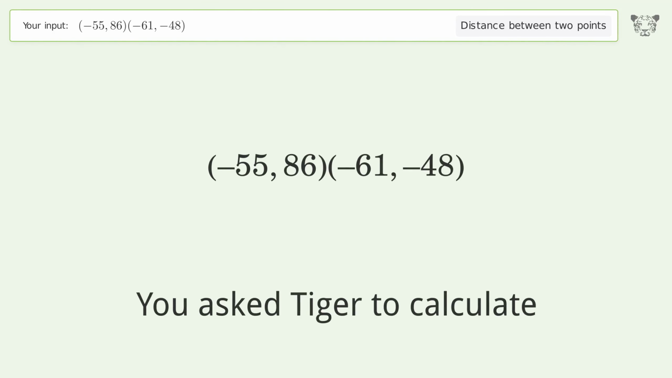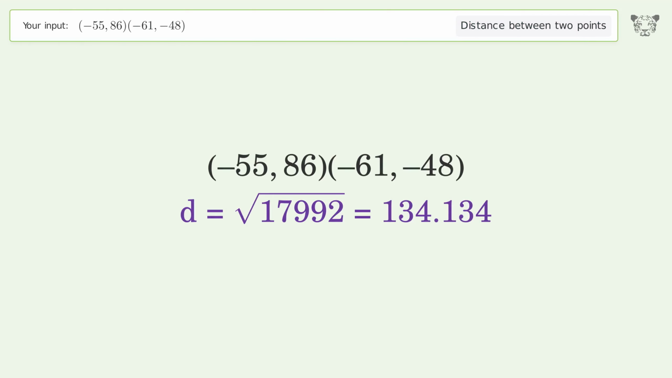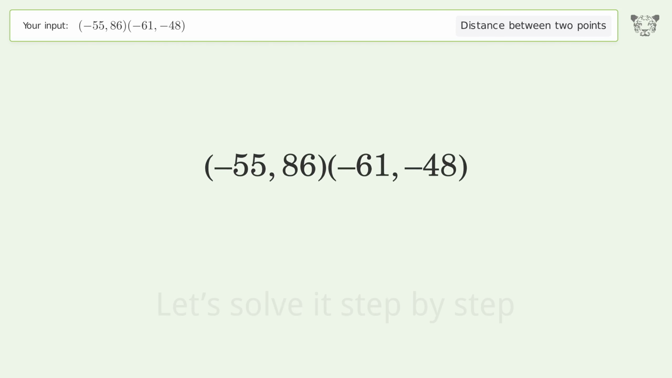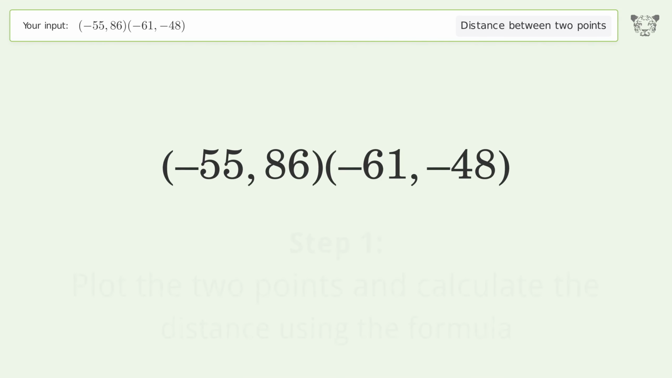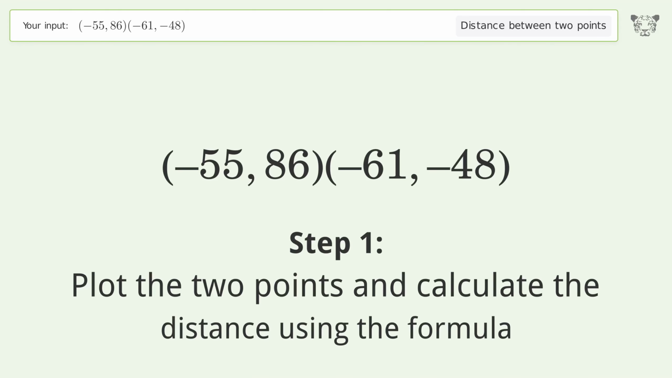You ask Tiger to calculate. This deals with the distance between 2 points. The distance between the 2 points is the square root of 17,992 or 134.134. Let's solve it step by step. Plot the 2 points and calculate the distance using the formula.